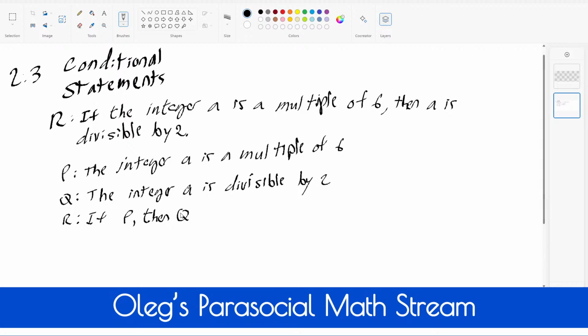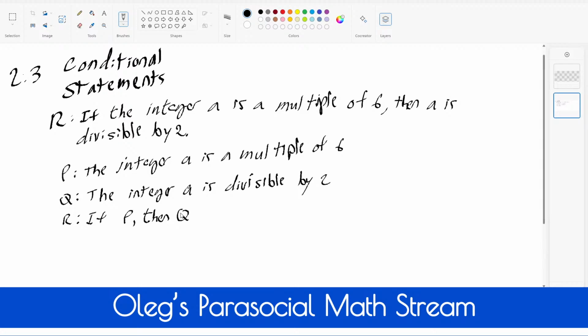Okay, so we have P, Q, and R. So let's see here. So we have R is if P then Q. That means P implies Q. That's a thing that we haven't covered yet. So I'm going to read here, then we're going to draw the truth table for it. All right, so we have, in general, given any two statements, P and Q whatsoever, we can form the new statement if P then Q.